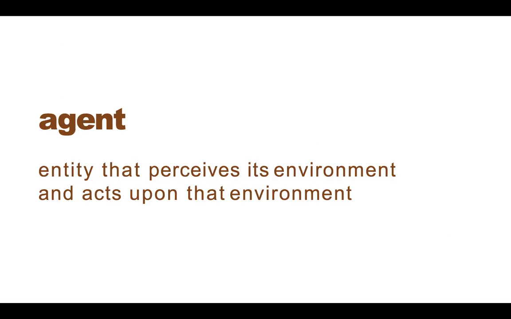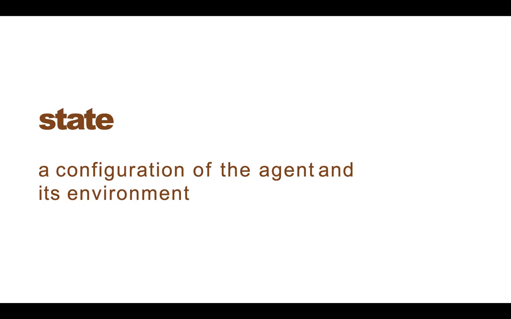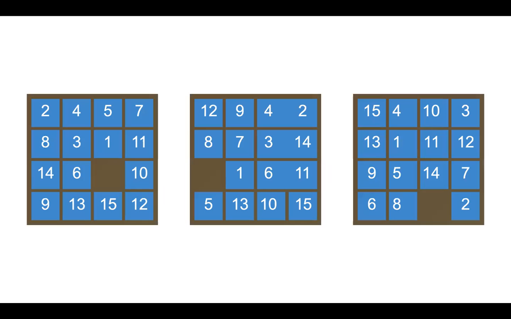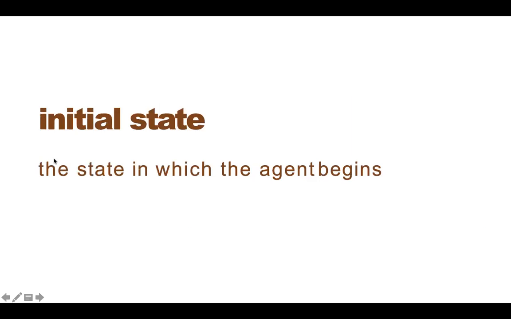For search problems, we need to get comfortable with a certain vocabulary. And one of those things is agent. We know by now that an agent is an entity that perceives its environment and acts upon that environment. State is a configuration of the agent and its environment. With every action taken, the agent changes the state. So, where do we start from? Wherever we start from in that environment is the initial state.